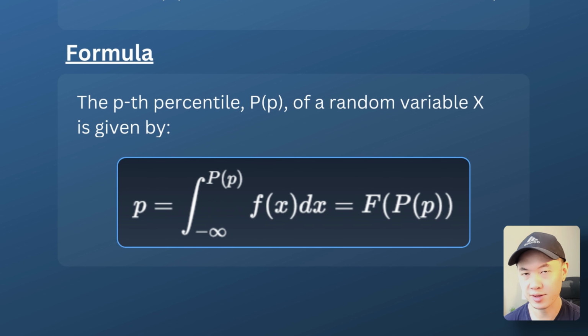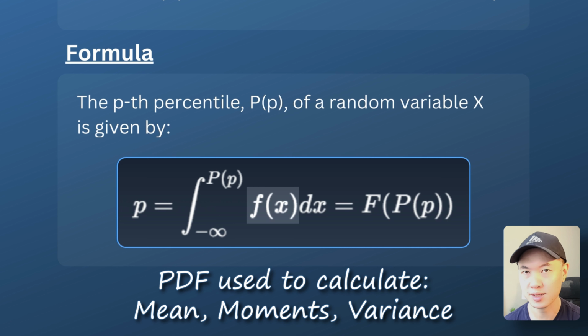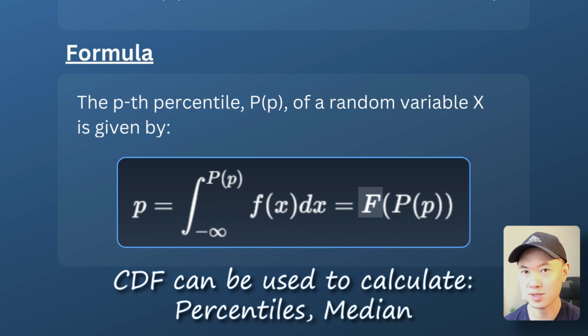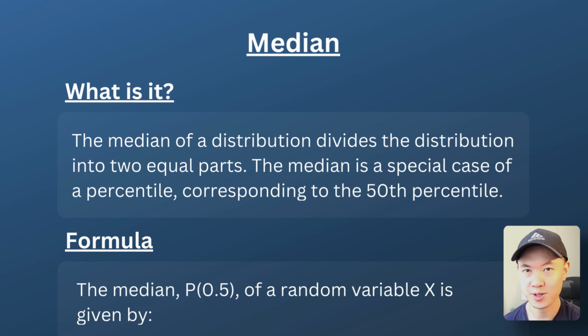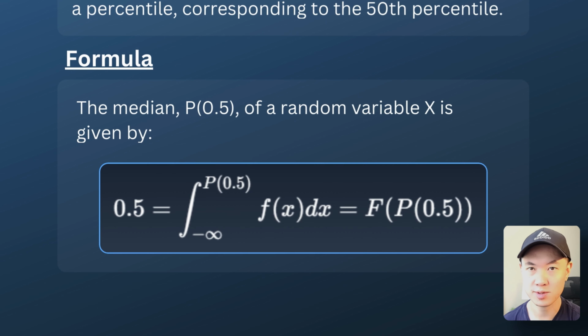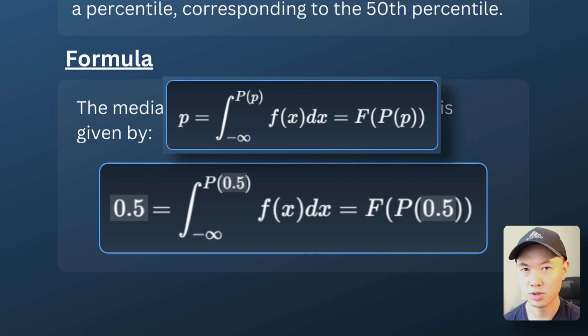So up until now, the PDF has sort of been more useful than the CDF. This is a case where you can directly use the CDF to calculate a statistic. The median is a special case of a percentile that splits your distribution in half. So it's the 50th percentile. In terms of formulas, we can substitute 50% into the percentile formulas to solve for the median.